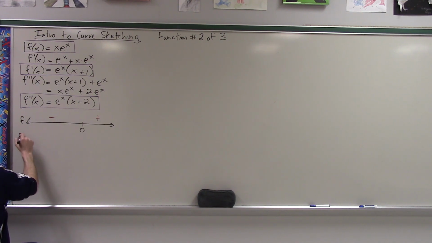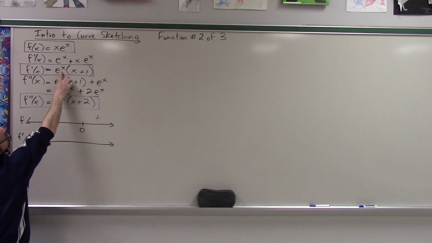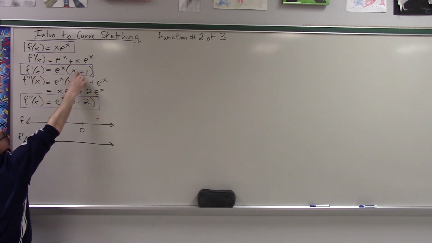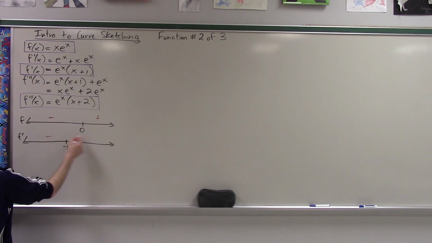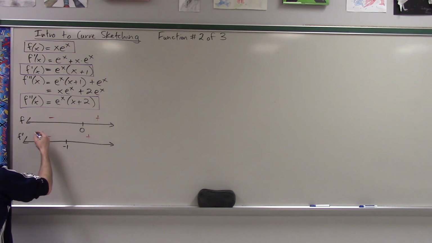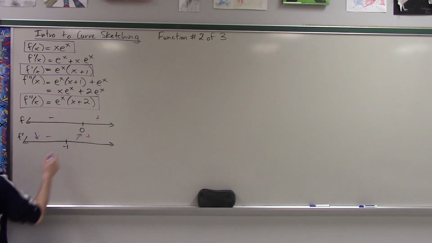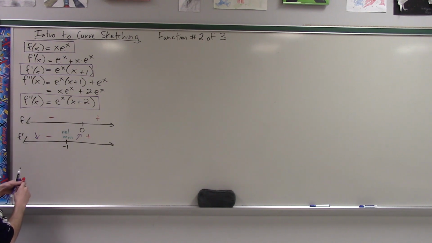All right, what about f prime? Well, again, e to the x is always positive, so the sign of f prime is going to be determined by the sign of x plus 1. So that changes sign at -1, so that's kind of all there is there. It's going to go from negative to positive at x equals -1, which means that my function is decreasing and then increasing. And so once again, we will have a relative min here at x equals -1.